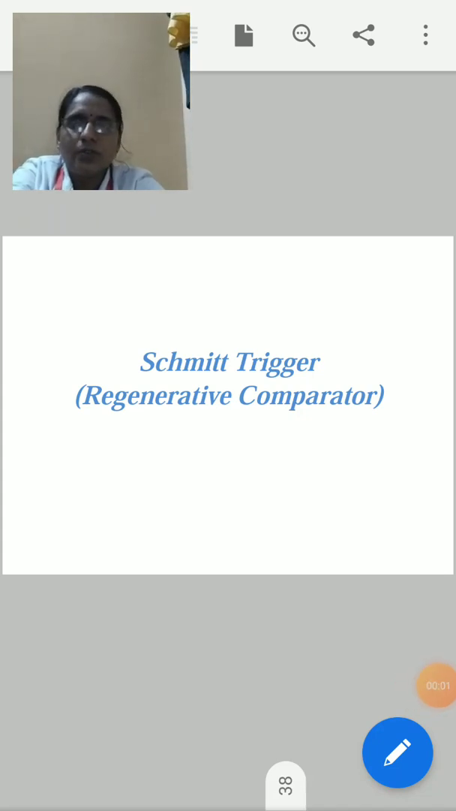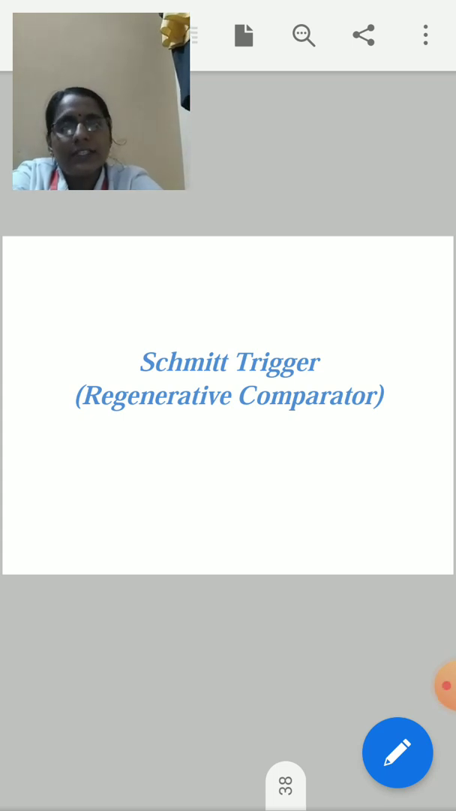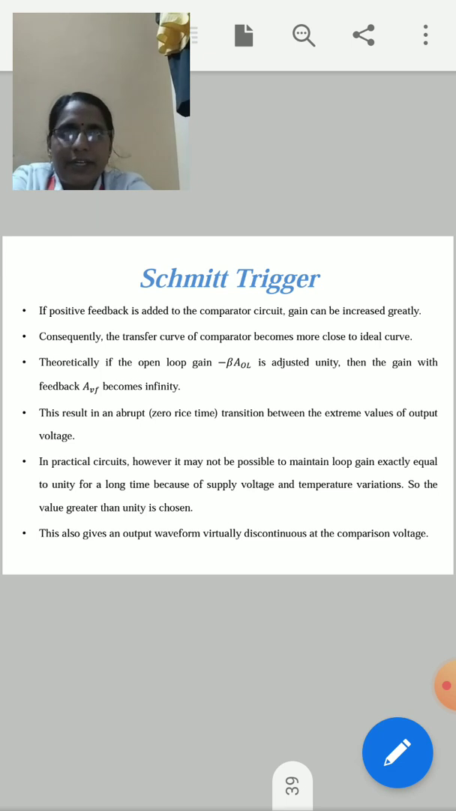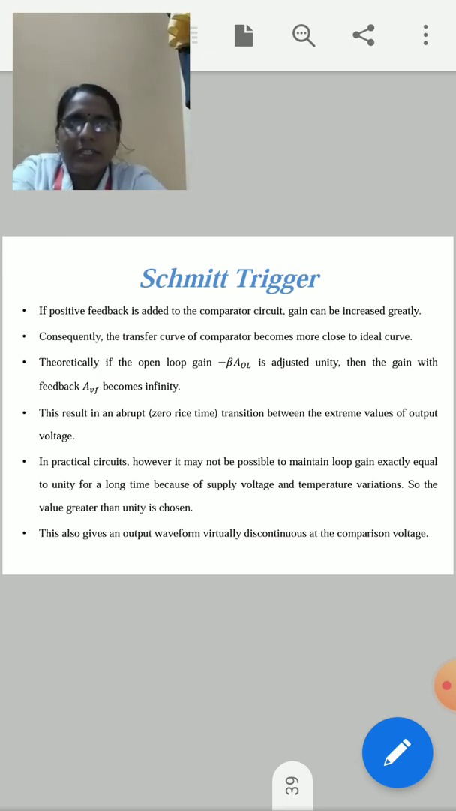Next, we are going to discuss Schmitt trigger. Another name of Schmitt trigger is regenerative comparator. In a basic comparator, feedback is not used, and the op-amp is used in the open loop mode.